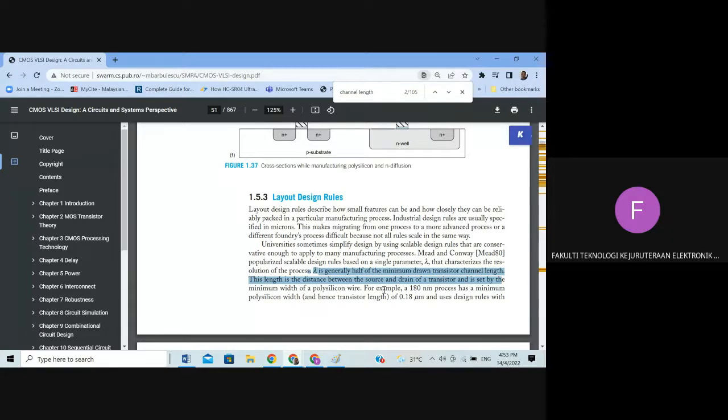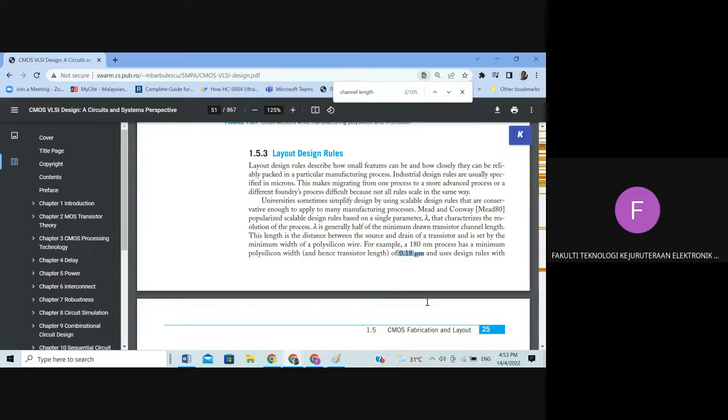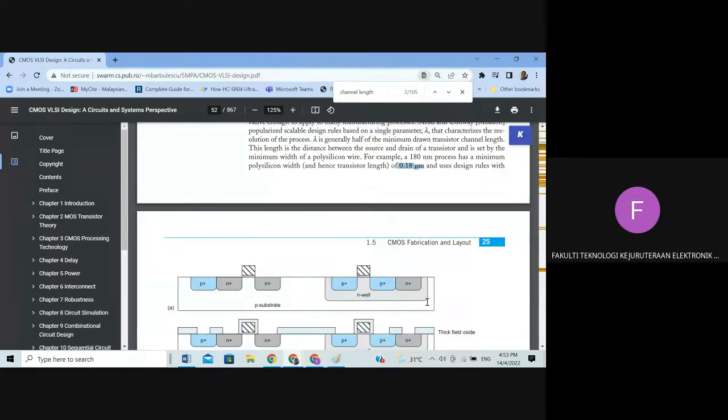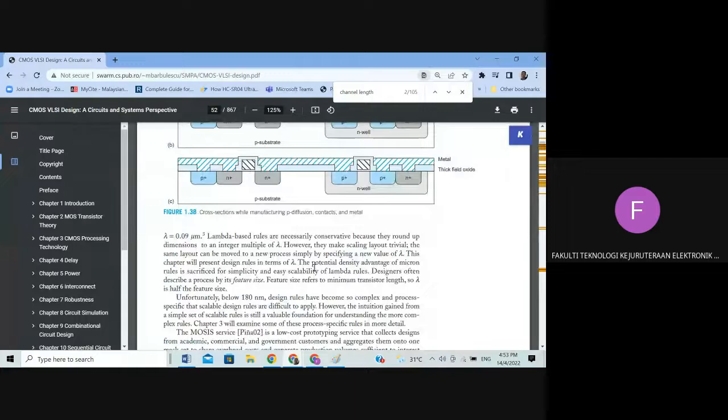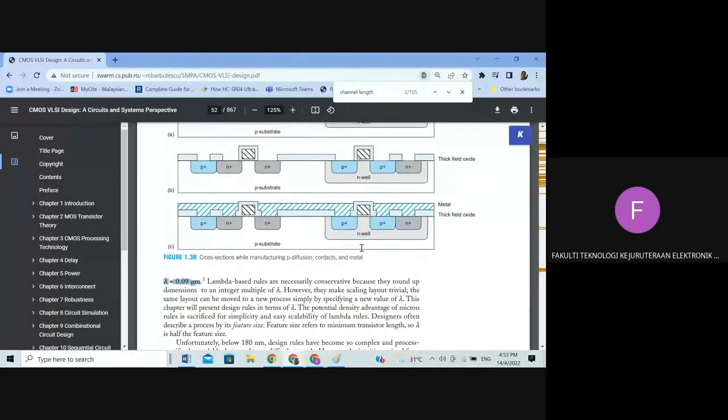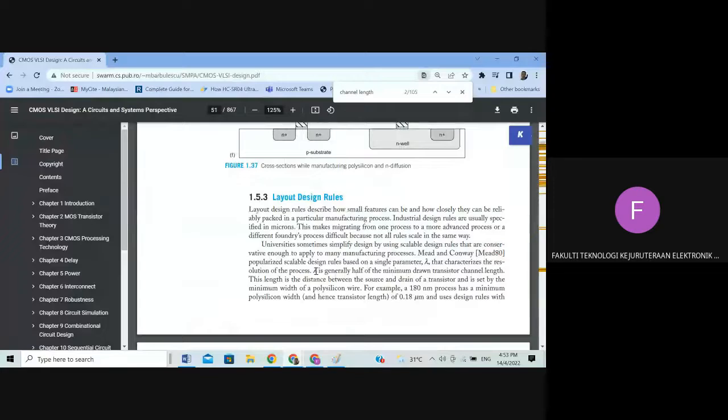Normally if given a process technology, for example, 180 nanometer process technology, you assume 0.18 micrometer, and then to get the equivalent lambda value, you divide by 2. That's why we get 0.09 micrometer. Based on this assumption, lambda is generally half of the minimum drawn transistor channel length. To know the detail, go to page 51 of the textbook.